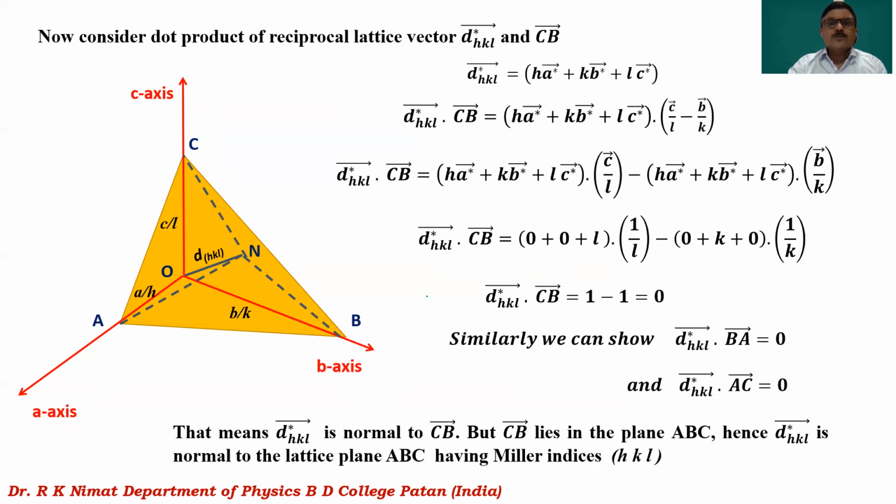But we know that the reciprocal lattice vector is given in terms of the Miller indices of the crystal plane as d star hkl is equal to h a star plus k b star plus l c star. Now take the dot product of this reciprocal lattice vector and CB, because we have to show that this dot product should come equal to 0. Then and only then can we say that these two vectors are perpendicular to each other.